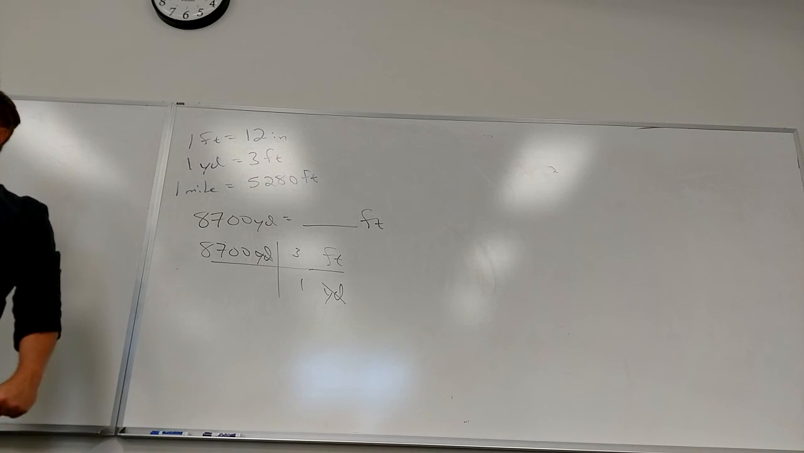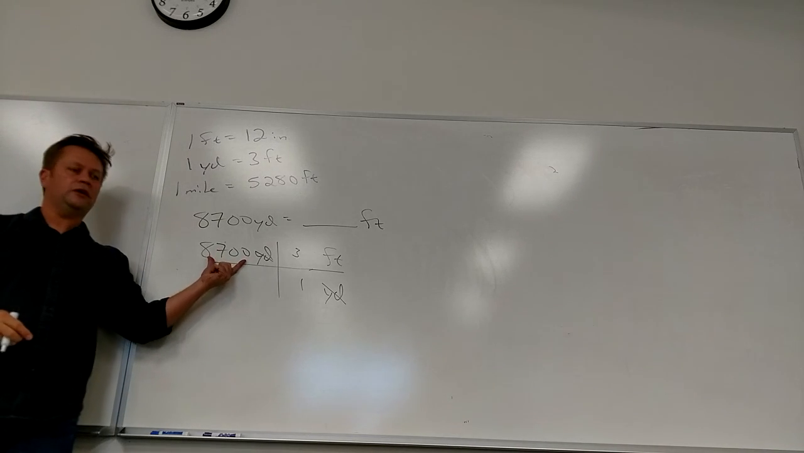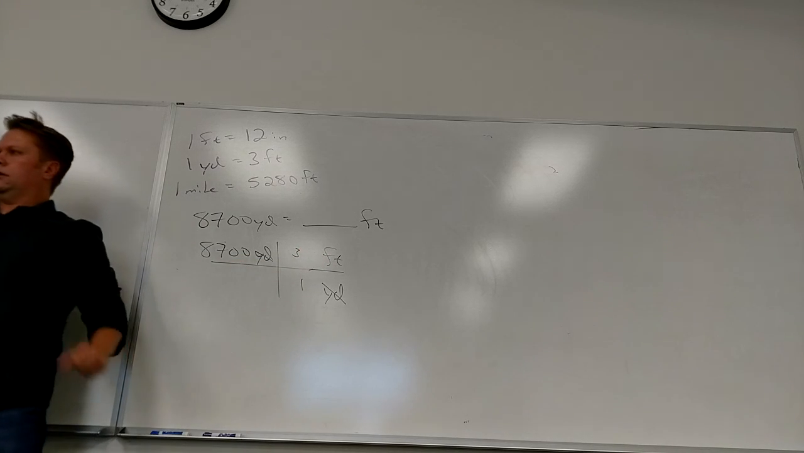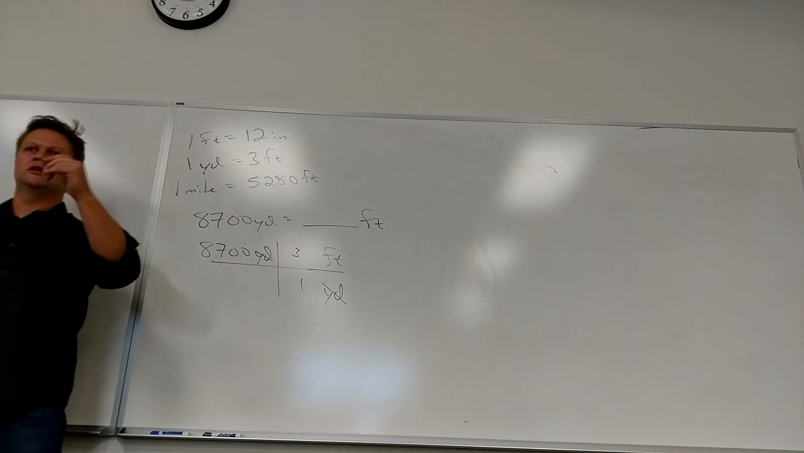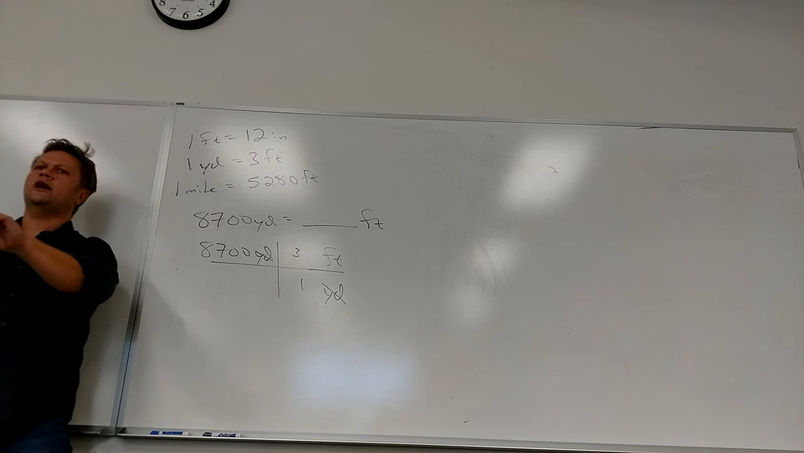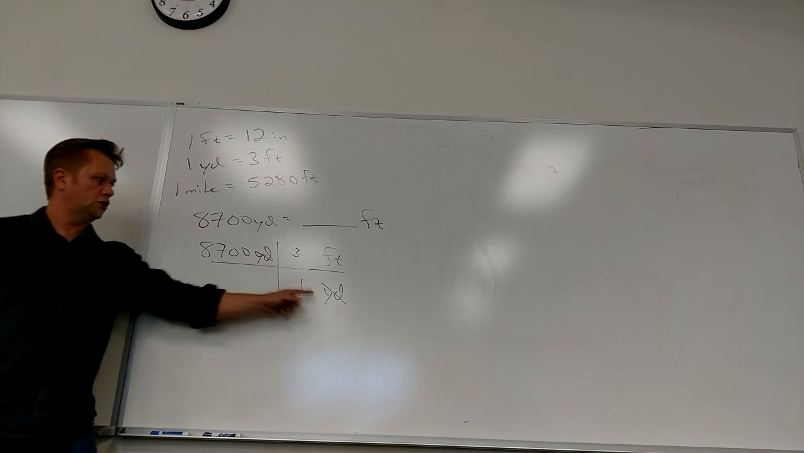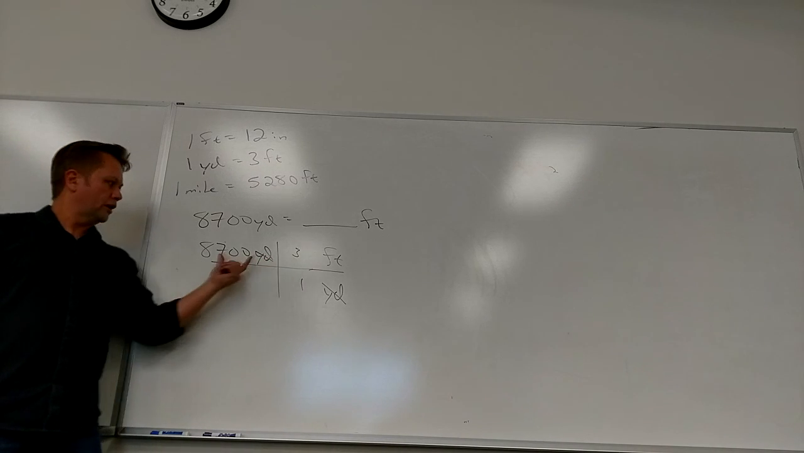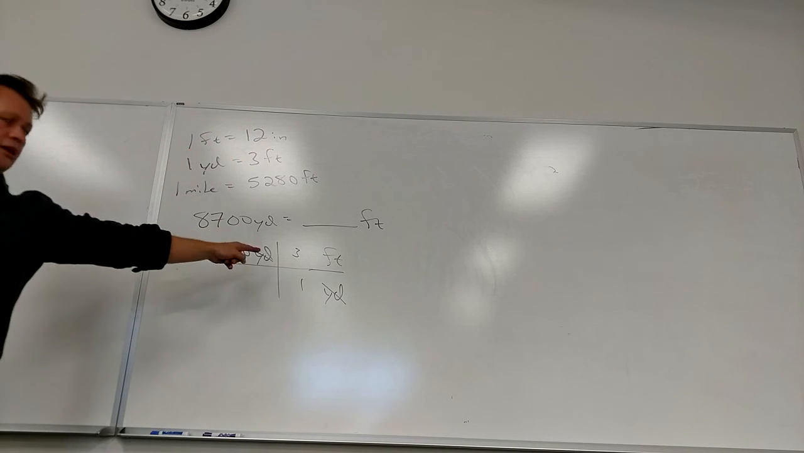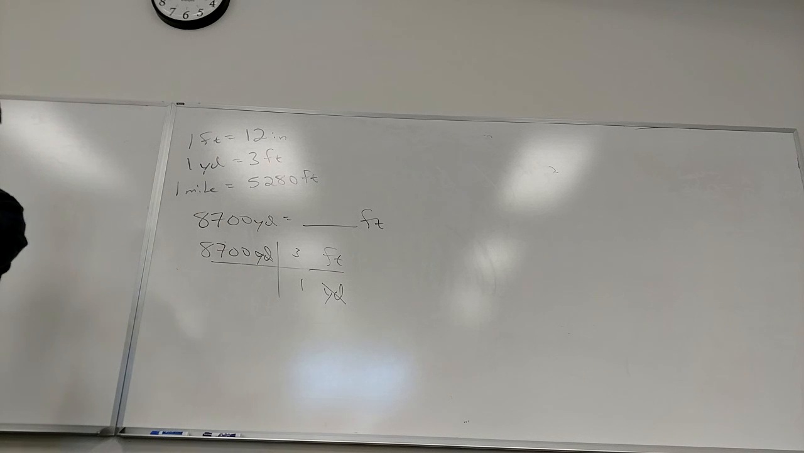What's something divided by itself? 1. So if I take this number and I multiply by this, I haven't changed the amount. I've just changed the units I'm using. Does that make sense? I'm multiplying by 1, which means it can't really change. So whatever 8,700 yards is, the answer is going to be a different number, but it's going to be the same distance, just measured with a different measurement.